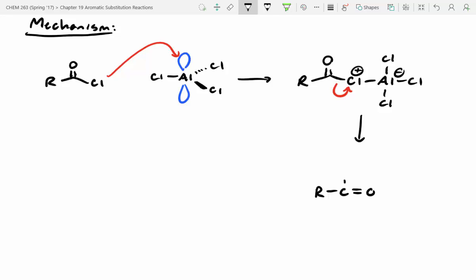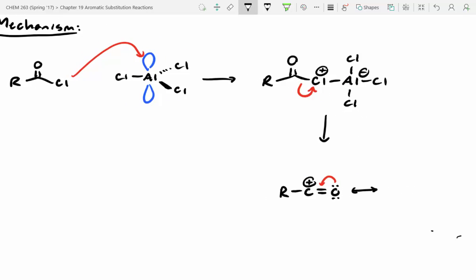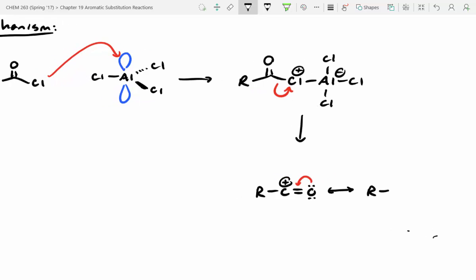When you do this, this carbon now has a positive charge, but what's special about it? Resonance, right? So we're not used to seeing these, but you can take one of these lone pairs, dump it down, and you can draw the resonance structure. So now this oxygen's got the positive charge. So really that positive charge is shared between carbon and oxygen.